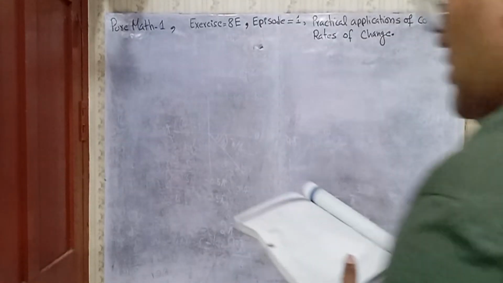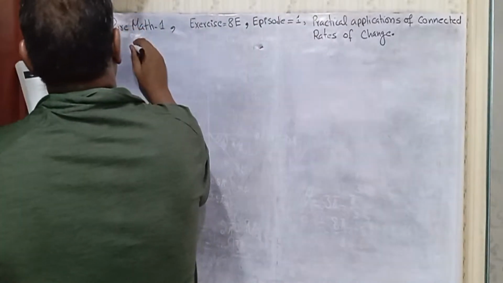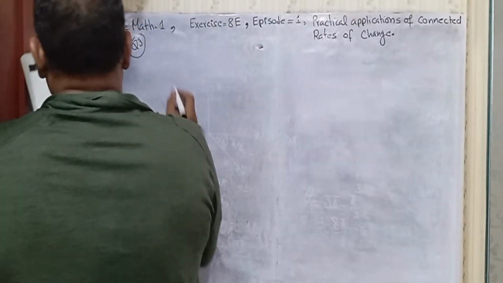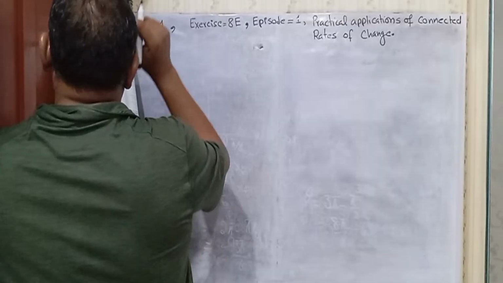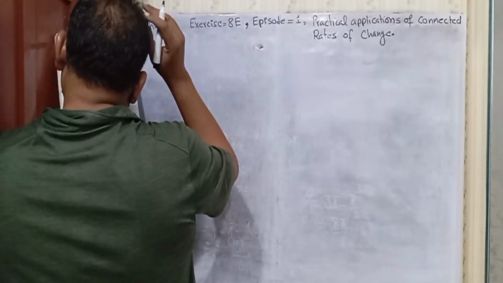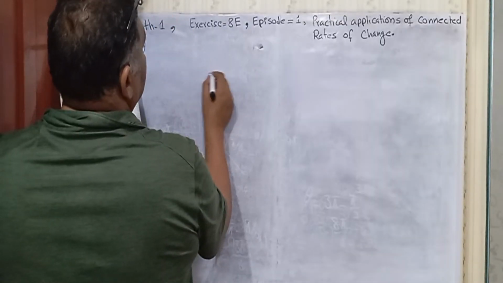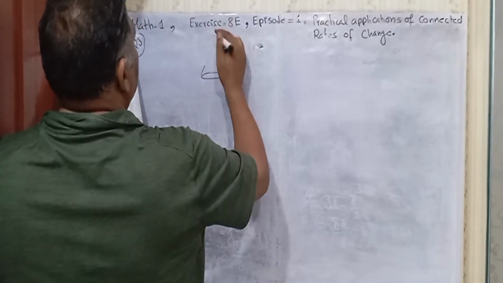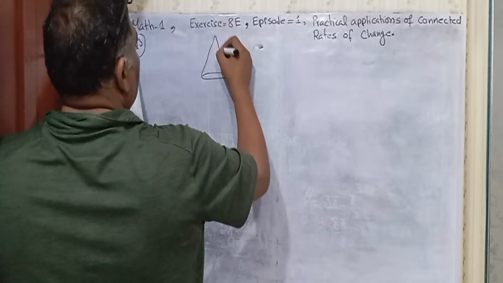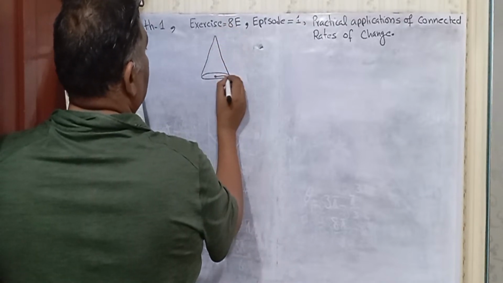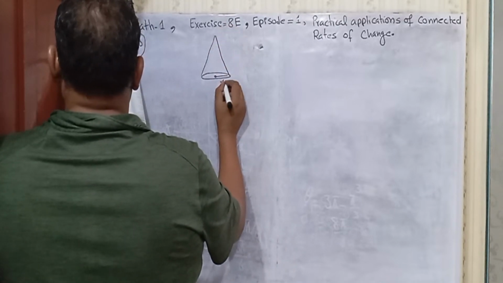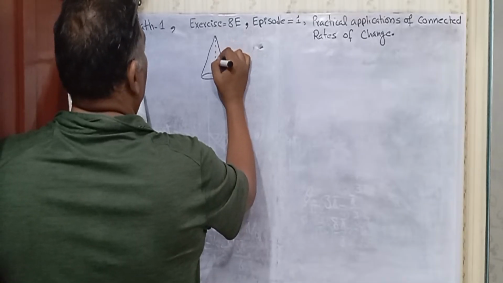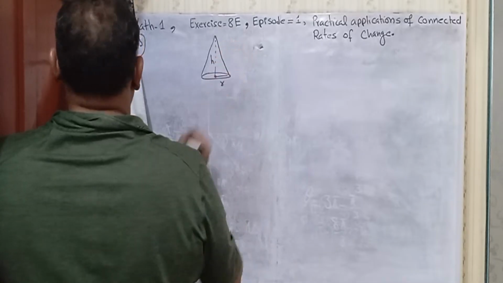So question number 3. They are basically talking about a cone. They have not made the diagram, but I am just drawing it to show you. This is my radius, and this is the height.